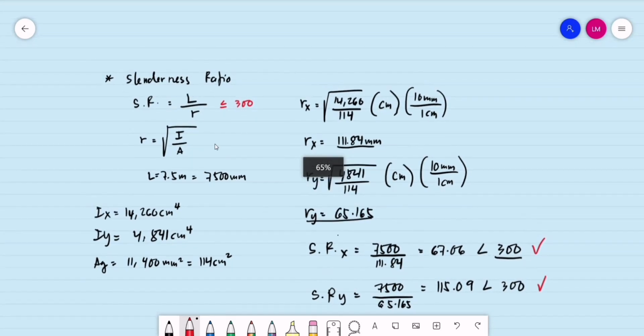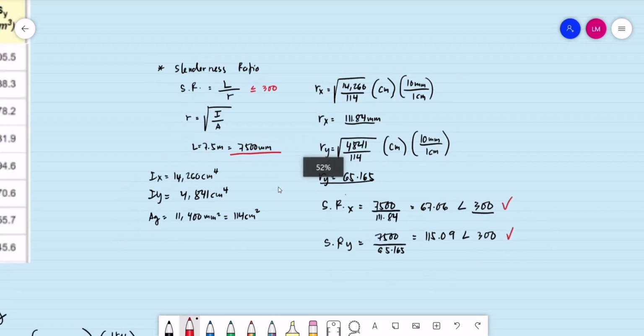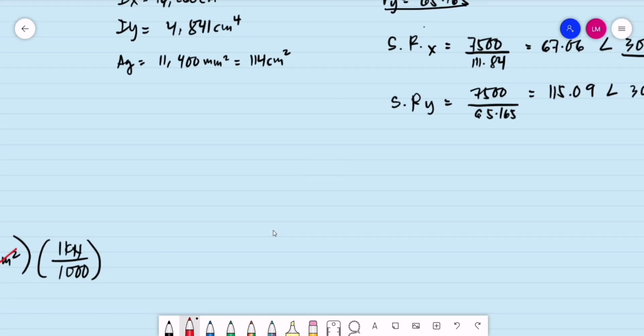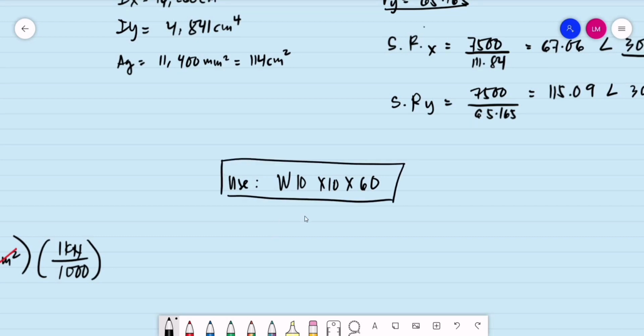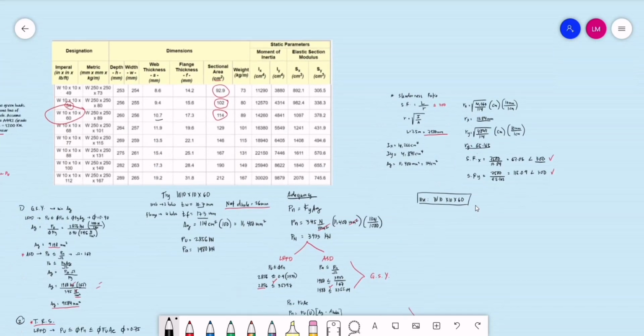So we need to consider the slenderness ratio if we have a very long member, in this case 7.5 meters. So we can now conclude that we are to use the section W10 by 60. This will be the required wide flange to be used. So this is our entire solution for this example.